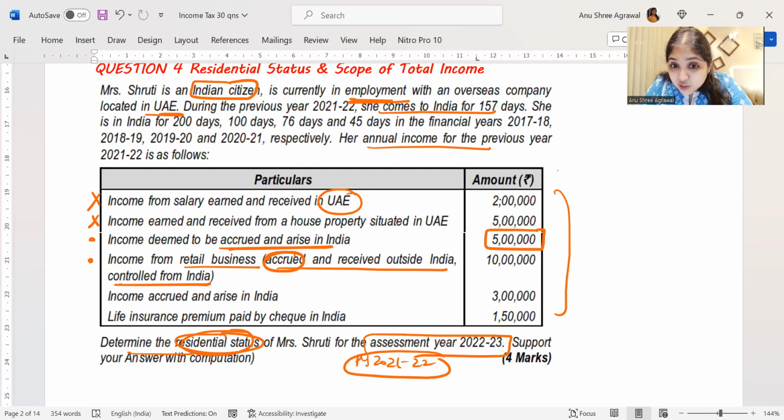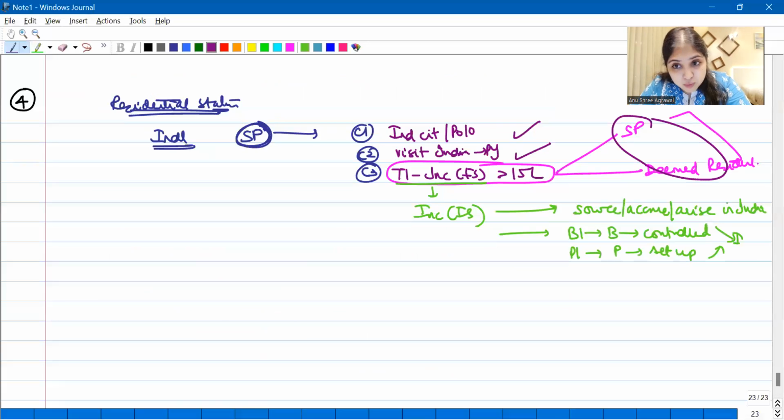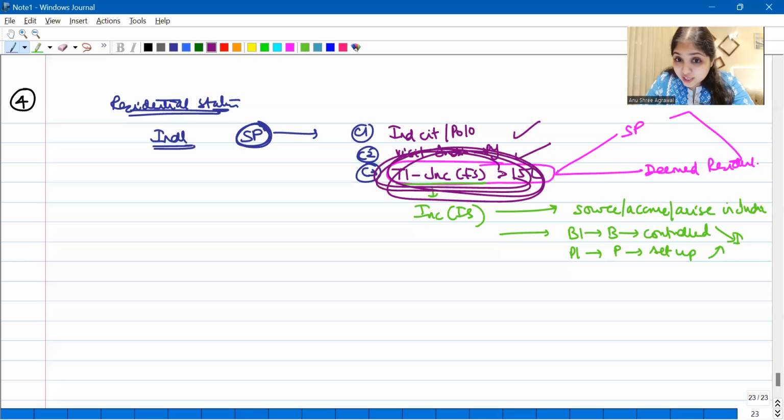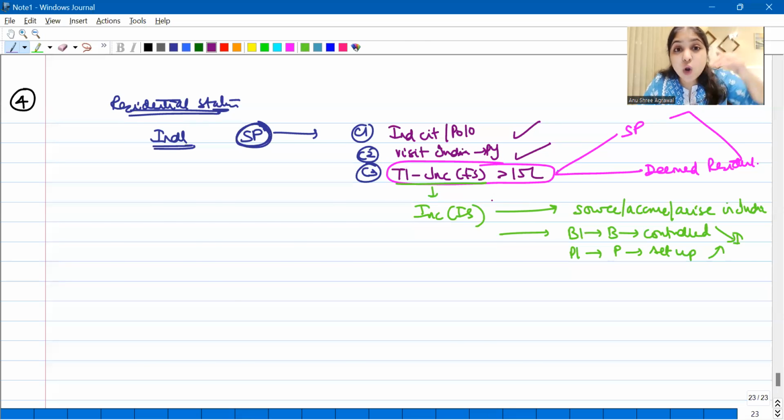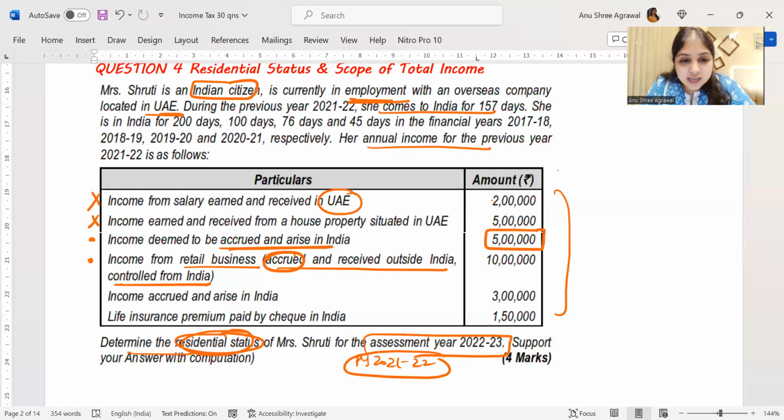But what are we calculating? For the purpose of special provision, for the purpose of deemed resident, for this calculation, income from Indian source will also include incomes from businesses which are controlled in India. So 10 lakh, should I consider? Yes, I should consider. Biggest learning from this question.